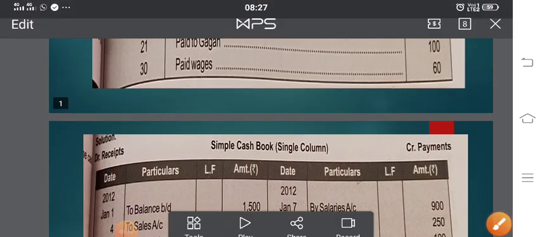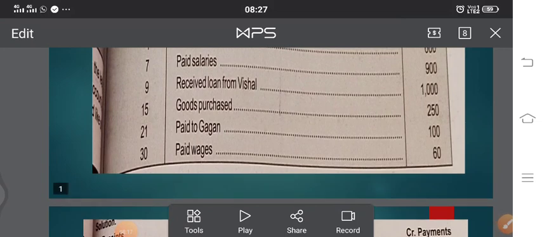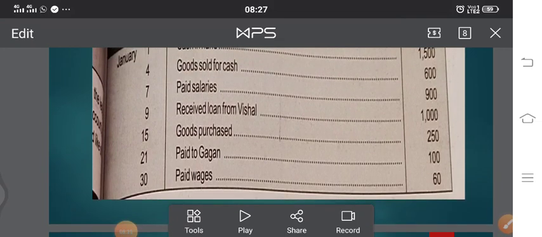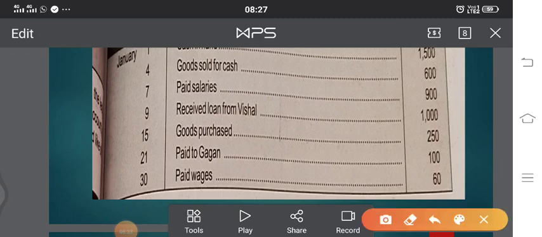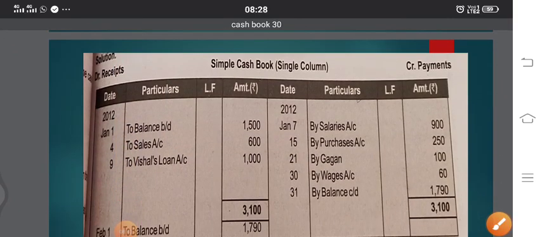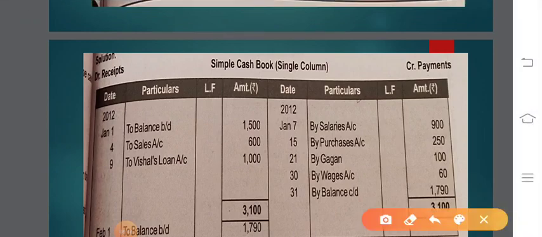Moving towards the next point. The next point is goods purchased. Now what is happening here? You purchased goods, which means goods coming into the business. So definitely goods did not come randomly. You had to pay cash for that. So cash, since going out, will go to the cash book. Cash, since going out, we will write on the credit side by purchases account 250.